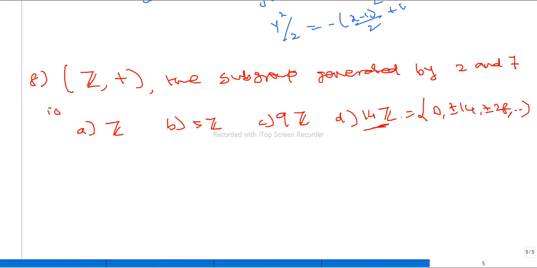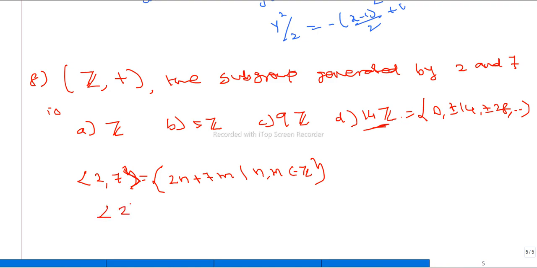So actually, what is the meaning of the subgroup generated by 2 and 7? We can write the notation as <2, 7>. That is all possible linear combinations, that is 2 times some n plus 7 times m, where n and m are varying in Z, right? Suppose it is a subgroup generated by only one element, then all multiples of 2 you are taking. Here, 2 times n plus 7 times m for all n, m.